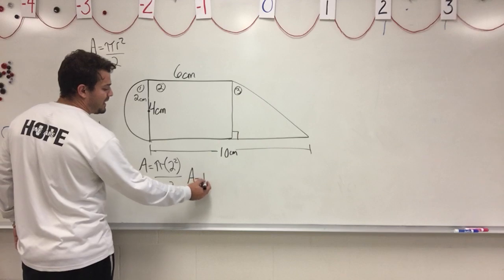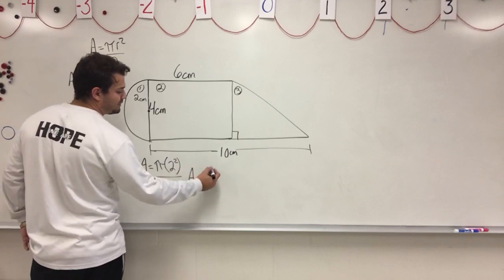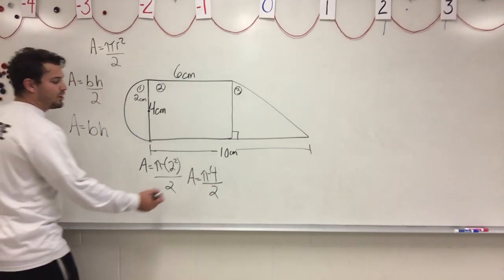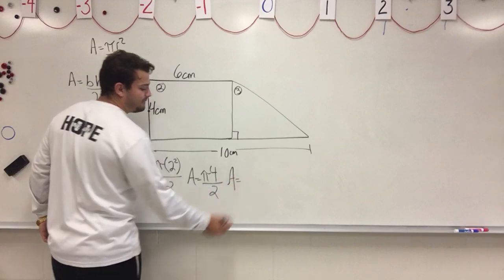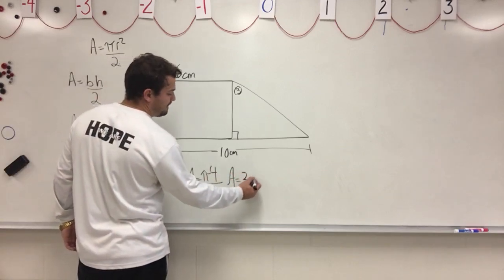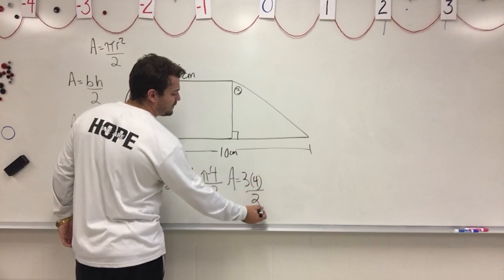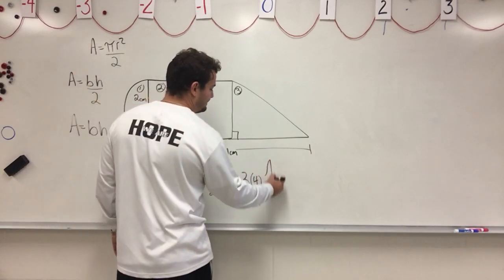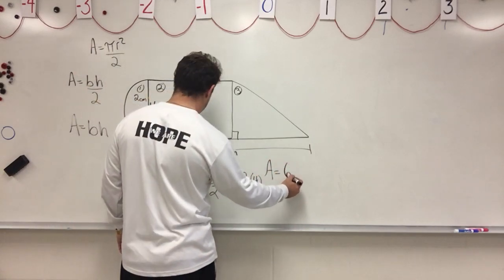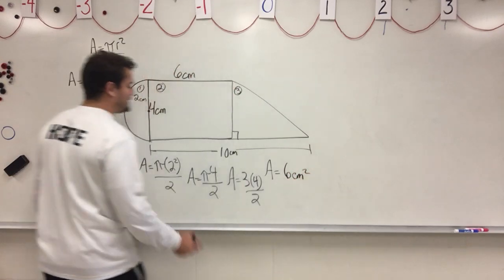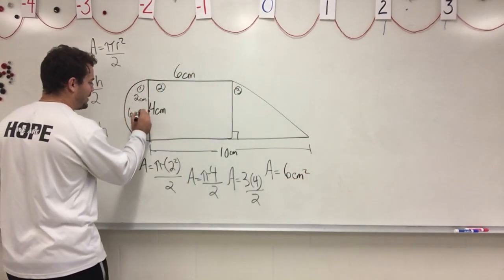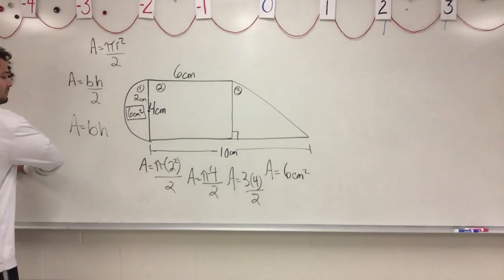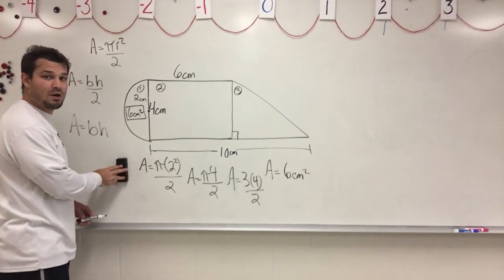So area equals pi times 2 squared, which is 4, and I will divide that by 2. We're going to use 3 for the value of pi for this problem. So I'm going to have 3 times 4 divided by 2. And I know that 3 times 4 is 12, and 12 divided by 2 is 6. So the area of the half circle is 6 centimeters squared. That was step 1. Take a moment, pause the video if you need to.